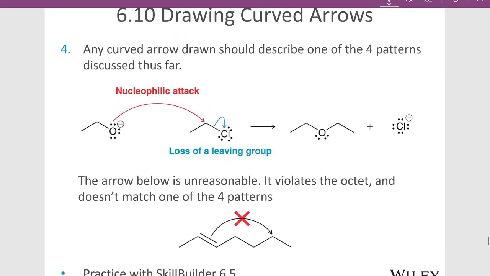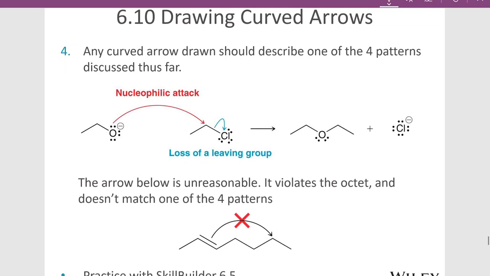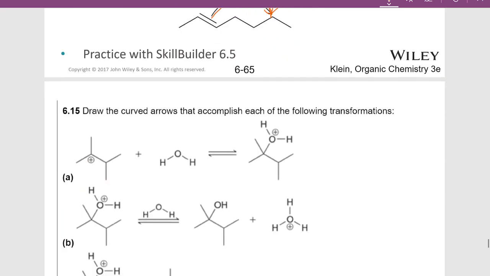So any curved arrow that you draw should describe one of the 4 patterns discussed. So we've got nucleophilic attack, loss of leaving group, okay? And it needs to make sense. So this one doesn't, because there's really nothing to attack over here. There's no leaving group, so the pi bond can't attack that carbon over there. It doesn't make any sense.